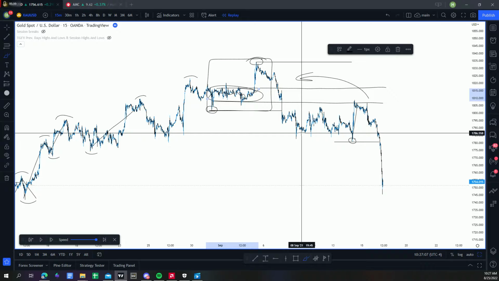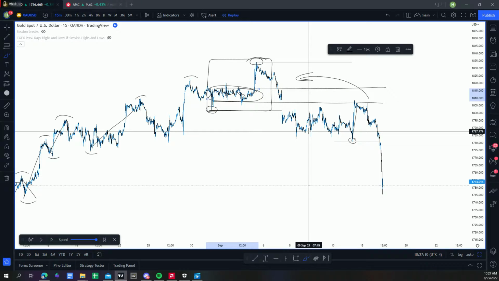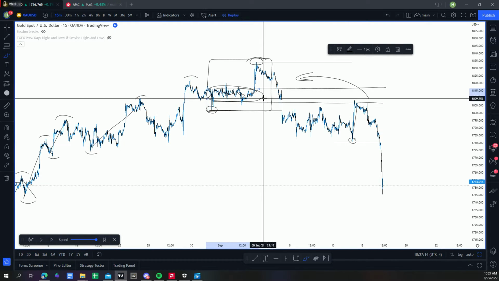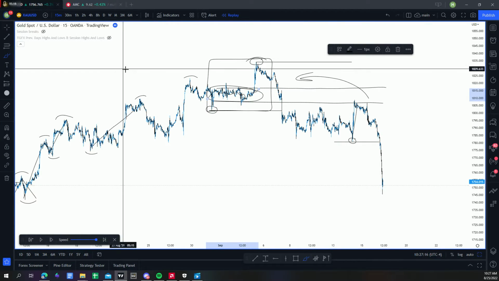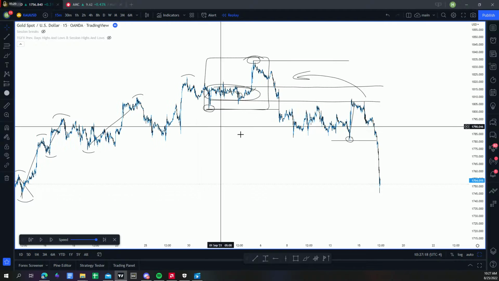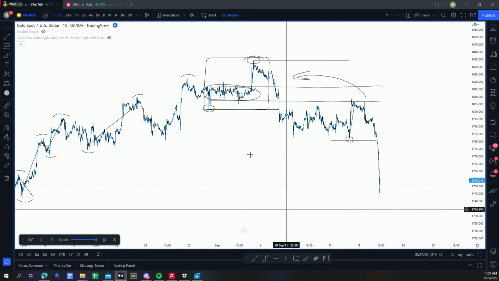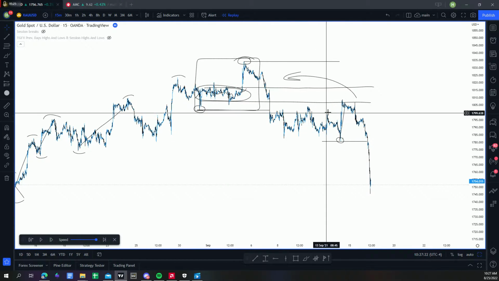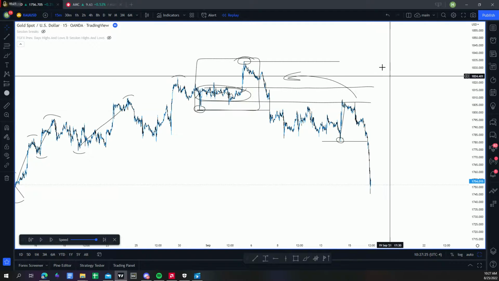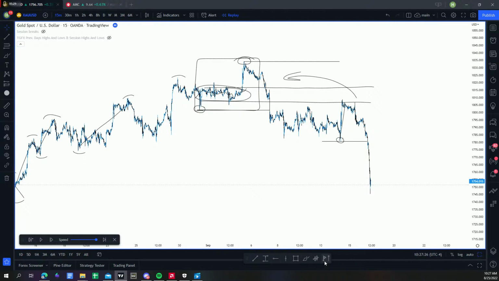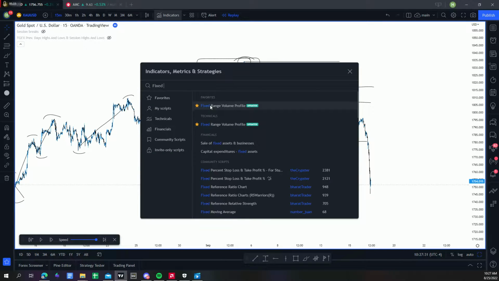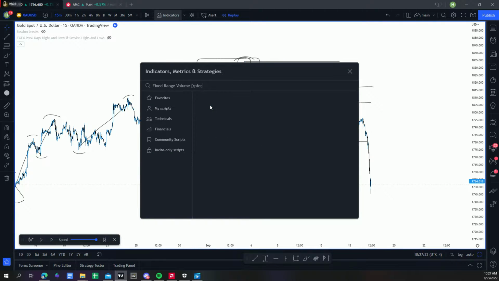This is only one way to find levels, and we'll dive into other ways to do that later on. But for the basic foundation building, this is what I want you to look for. A way to do that, after you have defined your prior range, an easy tool you can use just to start understanding this a lot better is the fixed range volume profile.